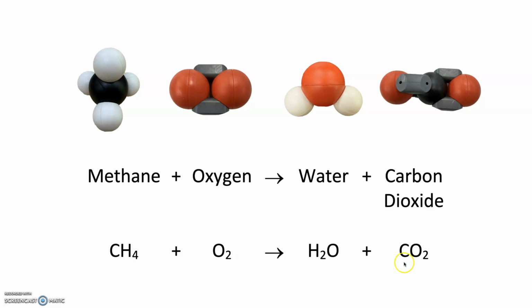Now, when you have a look here, I have 1 carbon on this side of my equation, and over here I have 1 carbon, so that's fine. But I have 4 hydrogens on this side of my equation, but on this side I only have 2. And here I have O2, which is 2 oxygens, but when I come over to my products, I've got 1, 2, 3 oxygens. So it's not a balanced chemical equation.